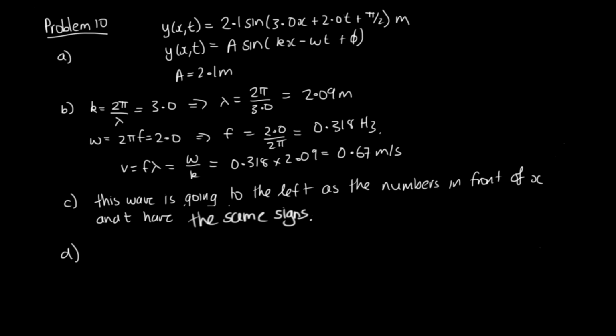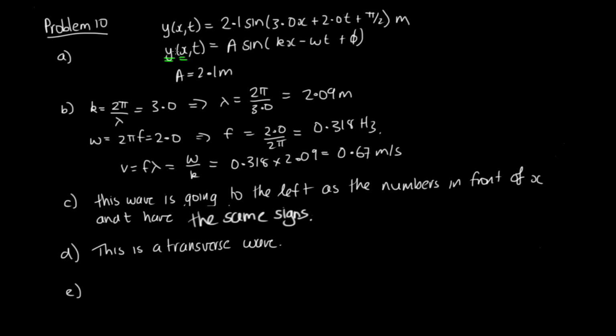And then part D asks us, is this a transverse or longitudinal wave? Now in this case, we've got a y here and an x here. So y and x are perpendicular to each other. That's what we mean by that notation. So the particles are traveling perpendicularly to the direction the wave is traveling. So this is a transverse wave.